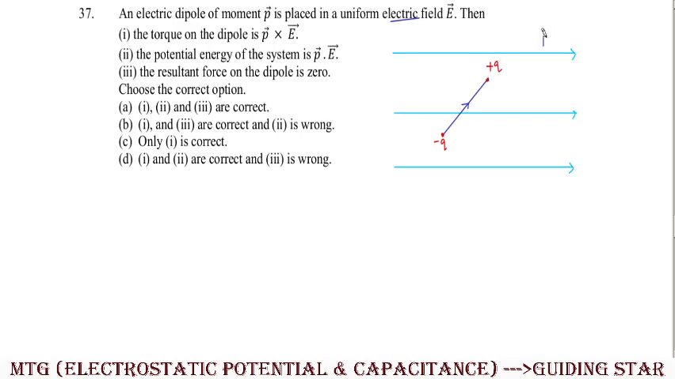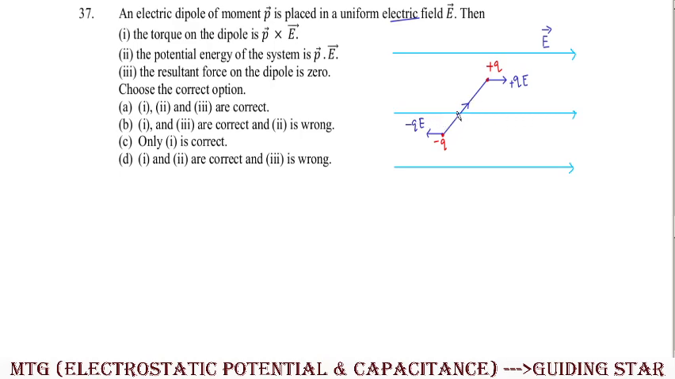So the electric field is towards right. That means the force on the positive charge will be towards right. So what will be the force on the dipole? It will be QE, and the force on the negative charge will be minus QE. That means the field will try to move the negative charge in the opposite direction of the field. Clear? So that's why the force is directed towards left.